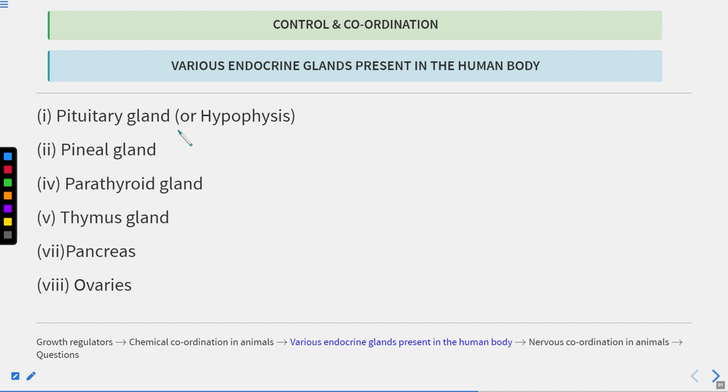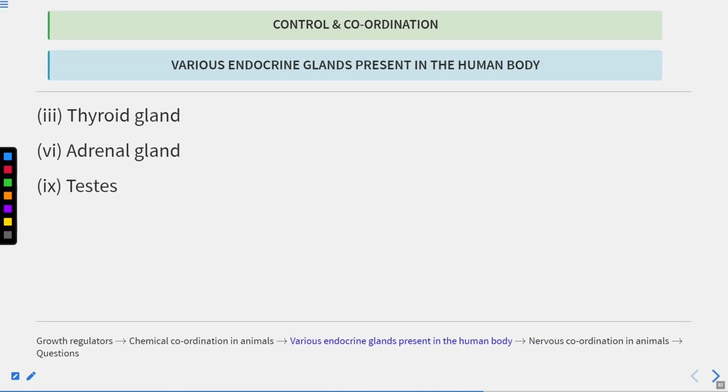These are the pituitary gland, also known as the hypophysis. The second one is the pineal gland. The third one is the parathyroid gland. Then we have the thymus gland, pancreas, ovaries, then thyroid gland, adrenal gland, as well as testes.